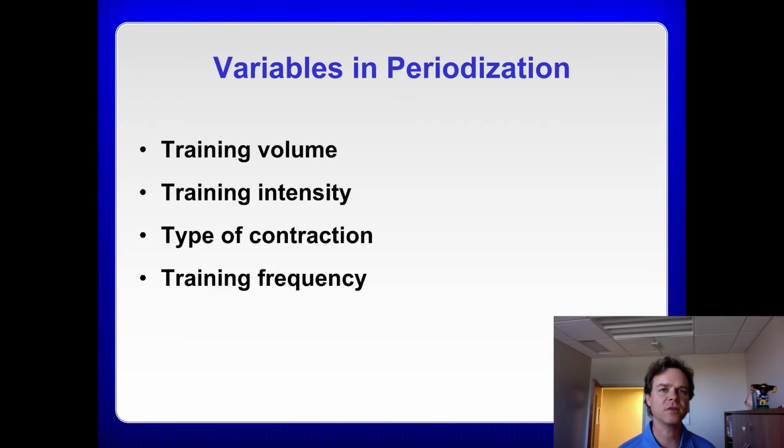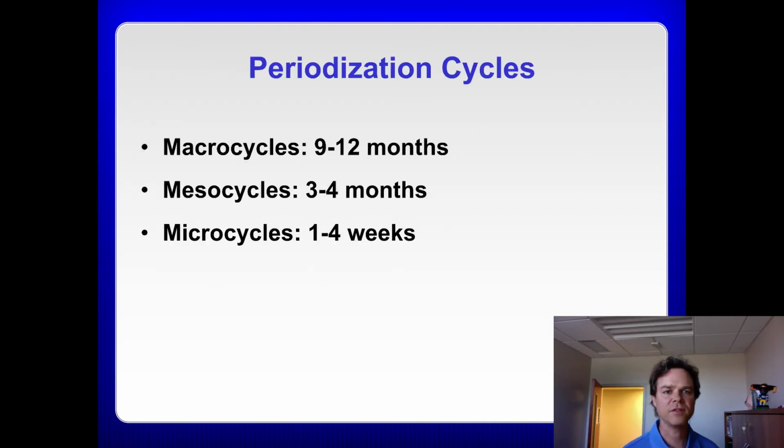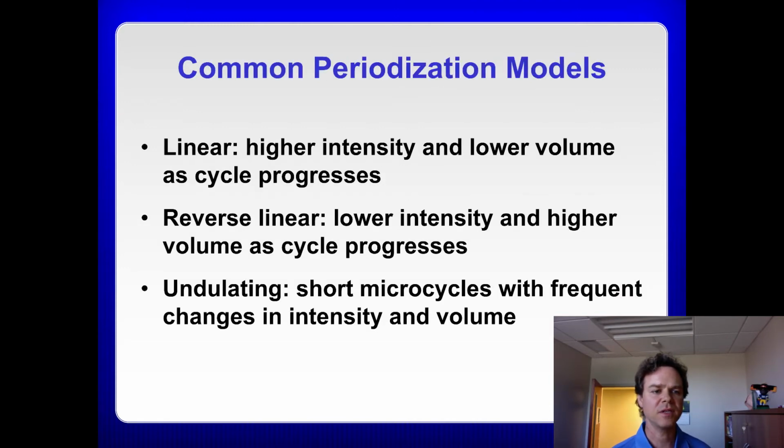So we're manipulating training volume, intensity, the type of contractions that are being completed, and the training frequency. Within it, you have different cycles. You have macro cycles, 9 to 12 months, mesocycles. You could do that for 3 or 4 months, microcycles, 1 to 4 weeks. So it's a lot of different manipulations.